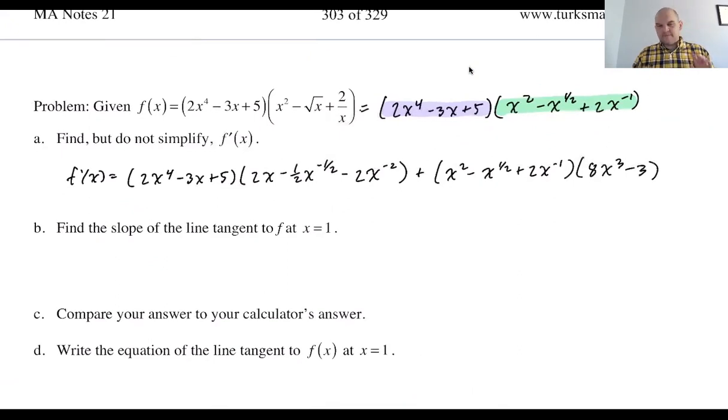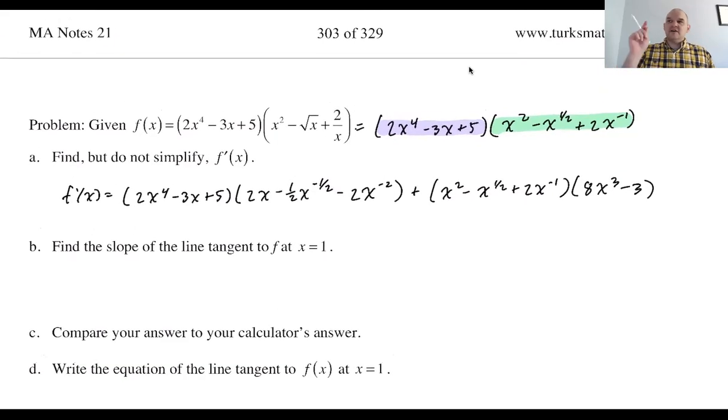Find but do not simplify. That's classic Calc AB, Calc BC, the question you want to see. Set up but do not evaluate. Here, find but do not simplify. So when we did this, it was first derivative of the second plus second derivative of the first. Okay, so we got that.